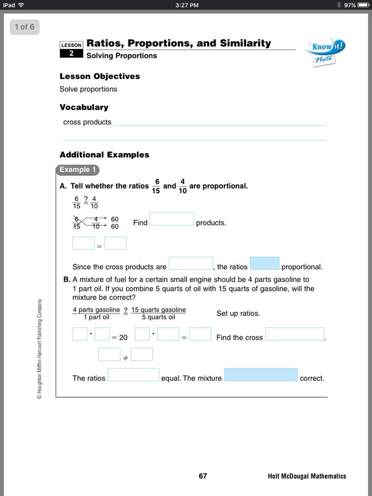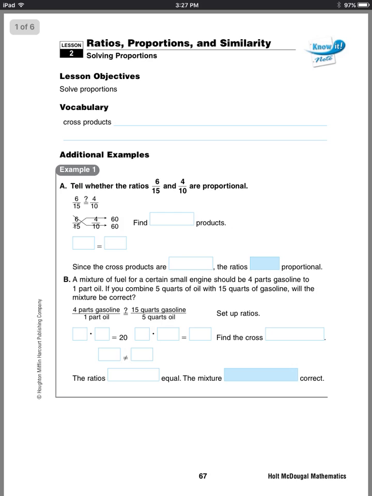Today we're doing solving proportions. Should be another review lesson. Cross products is our only vocabulary word today. It should be a familiar word. The products of the numbers on the diagonal when comparing two ratios.